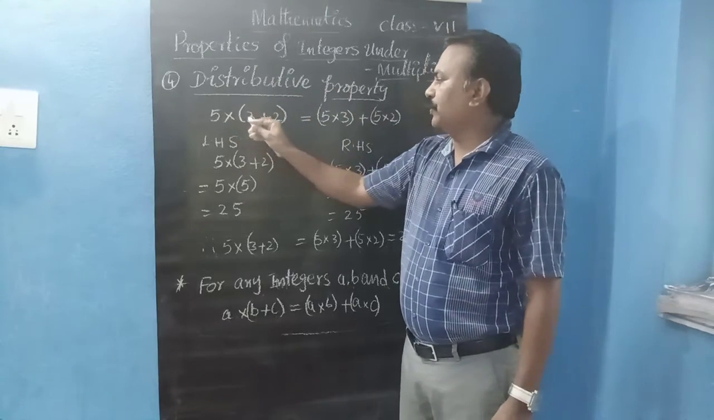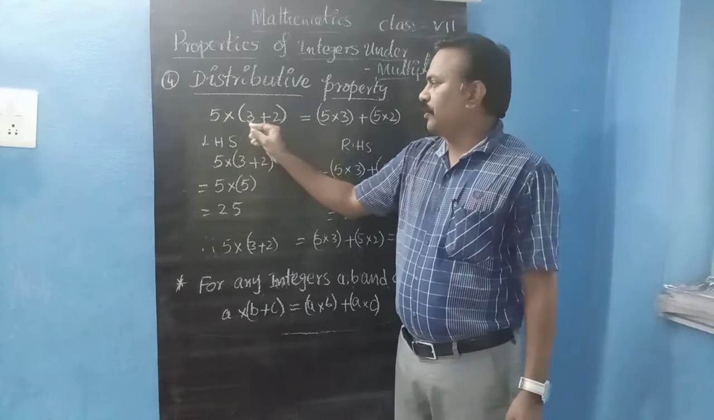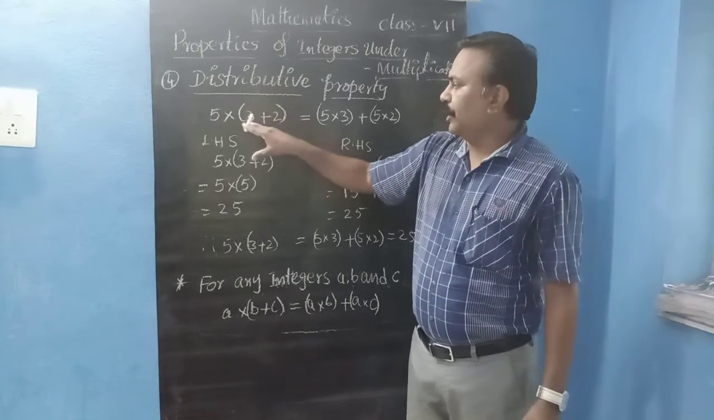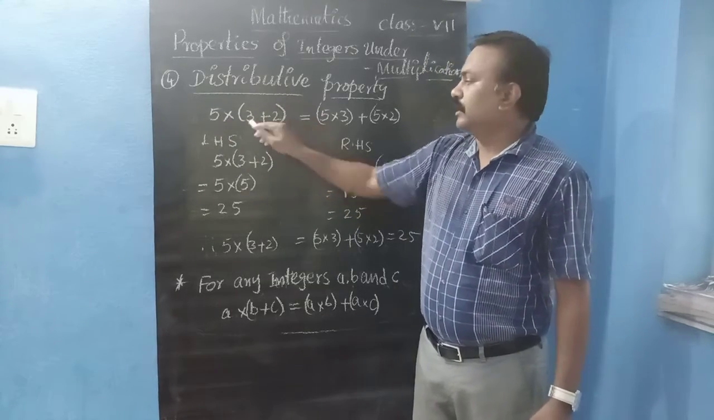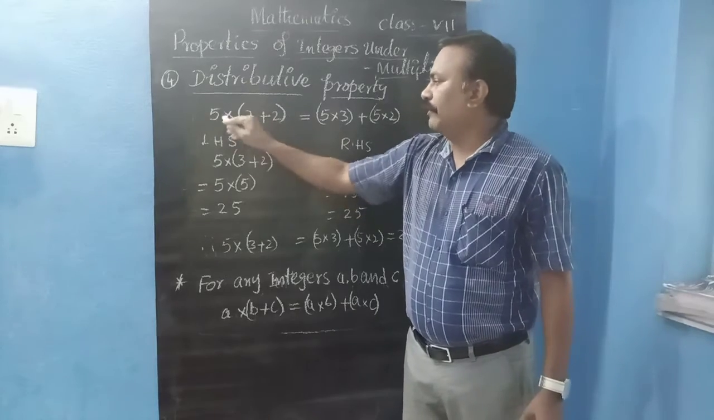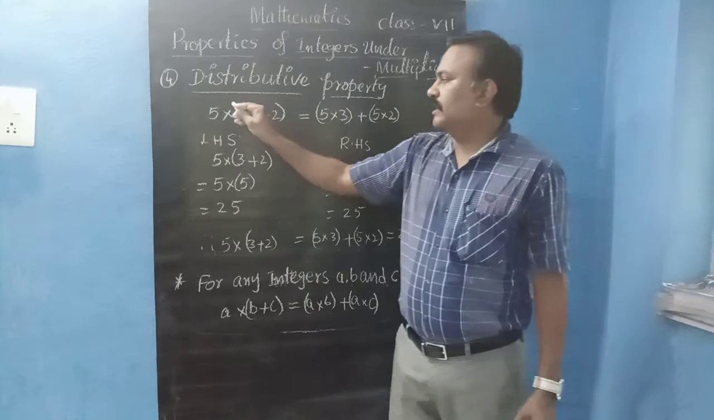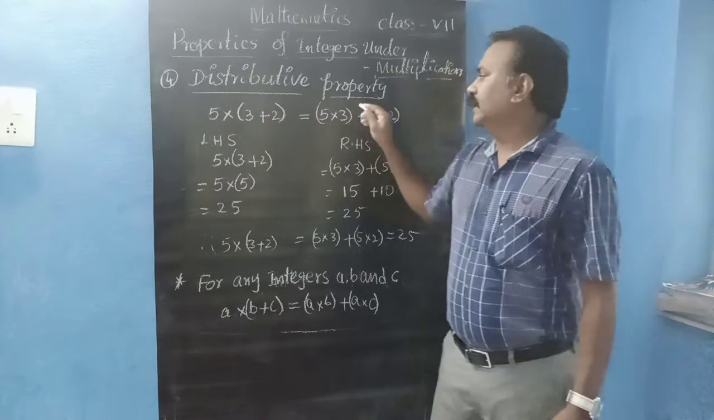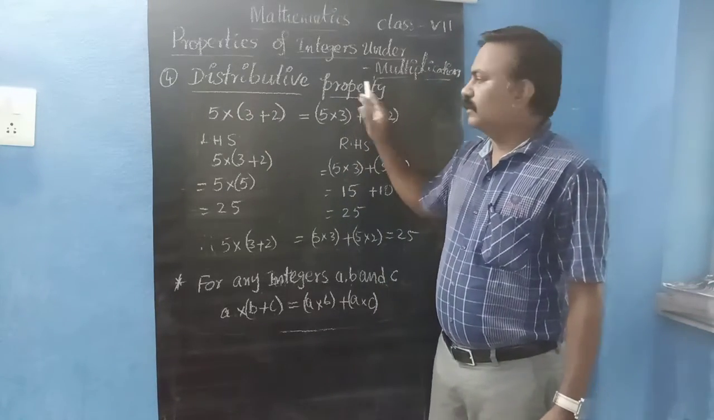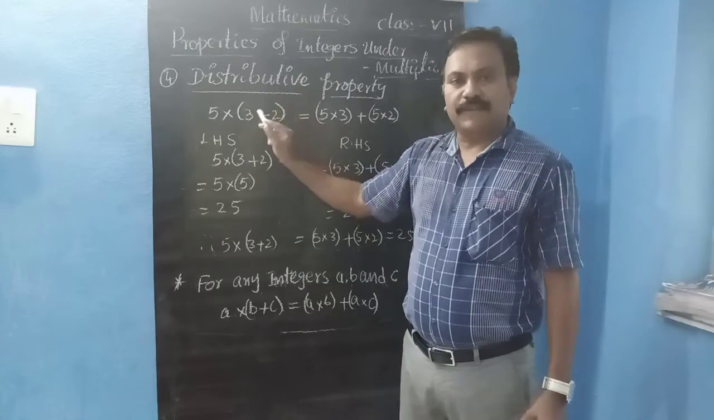So 5 into 3 plus 2. This 3 plus 2 is one group, and this group has to be distributed: 5 into 3 plus 5 into 2. Now this is the LHS, left hand side, and this is the right hand side.